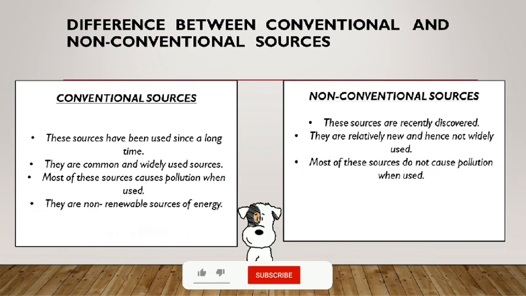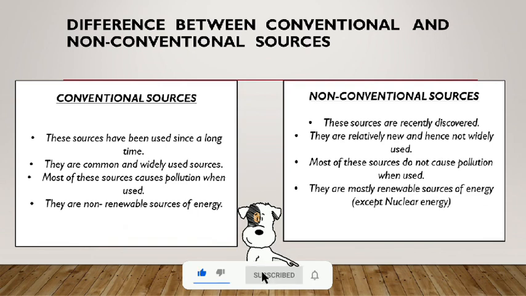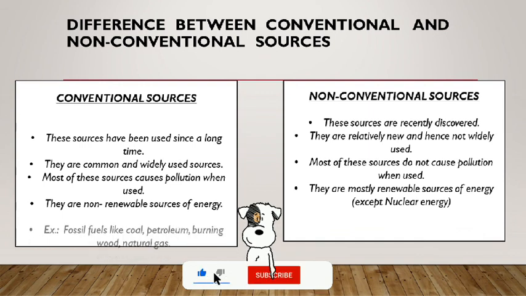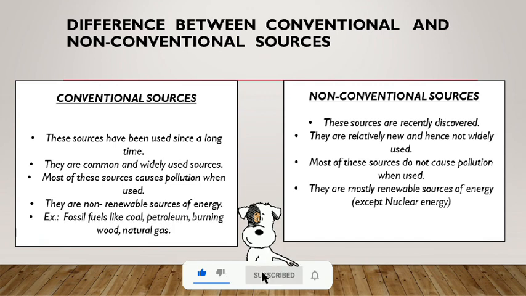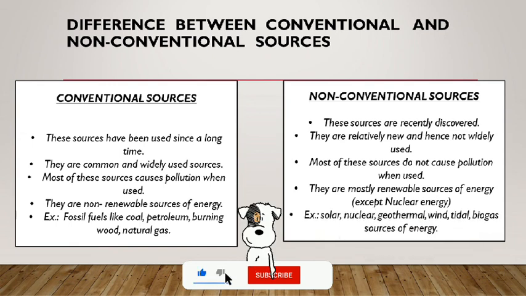Conventional sources are non-renewable sources of energy, whereas non-conventional sources are mostly renewable sources of energy, except nuclear energy. Examples for conventional sources are fossil fuels like coal, petroleum, burning wood, and natural gas. Examples for non-conventional sources are solar, nuclear, geothermal, wind, tidal, and biogas sources of energy.